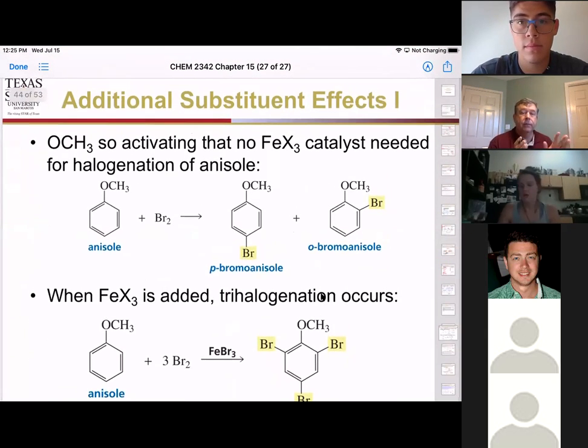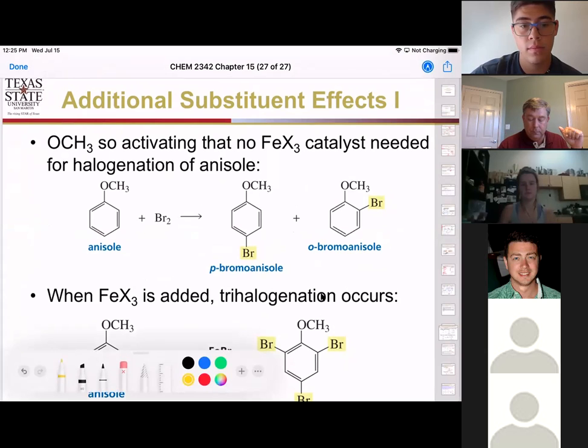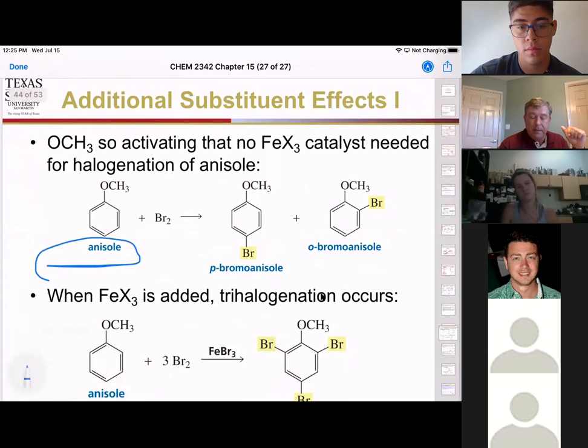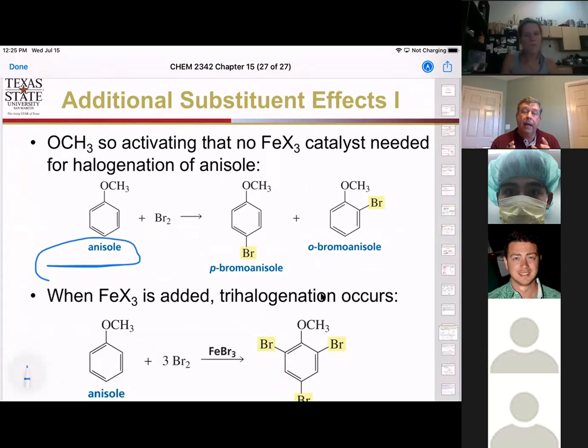So let's take this a little further and try to predict where we're going to go after we've done our first addition, okay? So let's talk about anisole in particular. Anisole is one of our more highly activated systems right here. And it's because it has that oxygen and it's got two lone pairs. And so in anisole, that methoxy group there is so activating, you can actually do this without using a ferric chloride catalyst. It is so activating, it'll reach out and polarize that bromine by itself. And you'll get a product ratio of ortho and para.